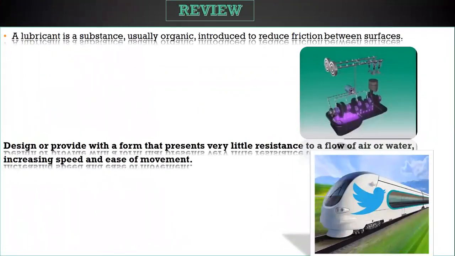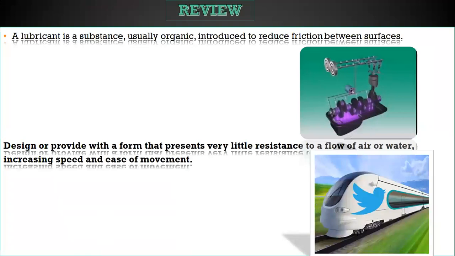Before doing the exercise, let us give a quick review to our chapter, over today's lecture. Lubrication. A lubricant is a substance, usually organic, introduced to reduce friction between surfaces. Why do we lubricate things? Because we want to reduce the friction.